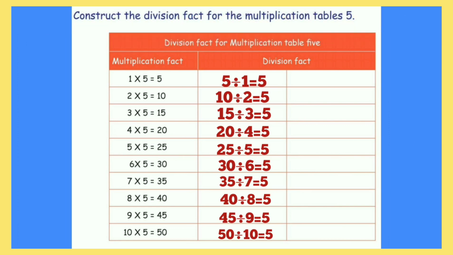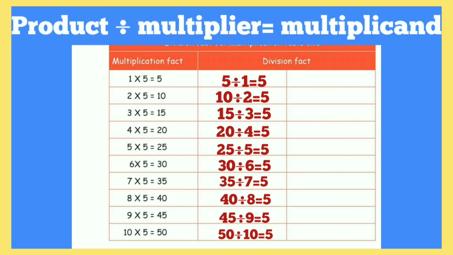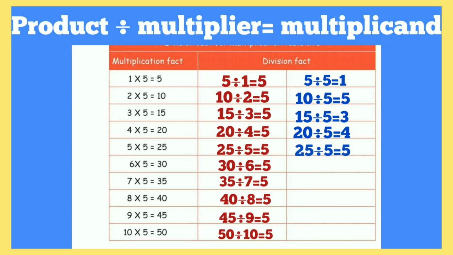Children, let's use the other method, that is product divided by multiplier equal to multiplicand. The division facts are 5 divided by 5 equal to 1. 10 divided by 5 equal to 2. 15 divided by 5 equal to 3. 20 divided by 5 equal to 4. 25 divided by 5 equal to 5.